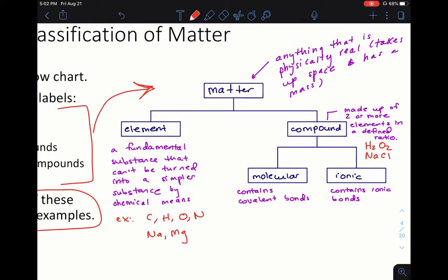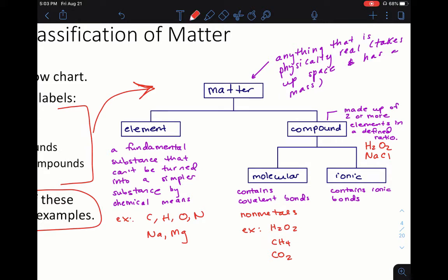There are molecular compounds and ionic compounds. Molecular compounds contain covalent bonds, and usually these are made of nonmetals bonding with one another. Examples of molecular compounds would be hydrogen peroxide that I listed up above, methane, CH4, carbon dioxide, CO2.